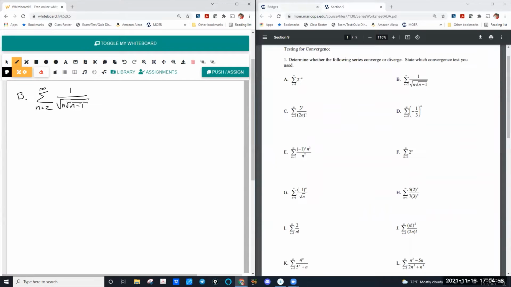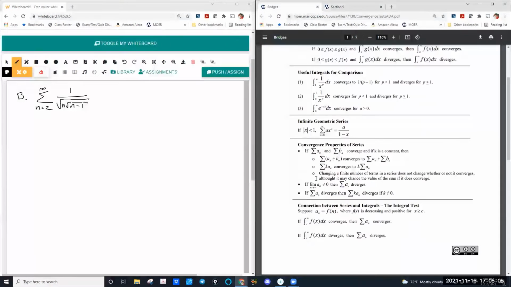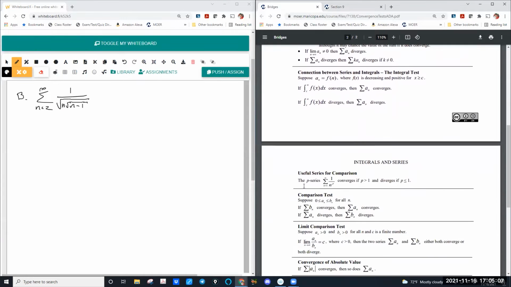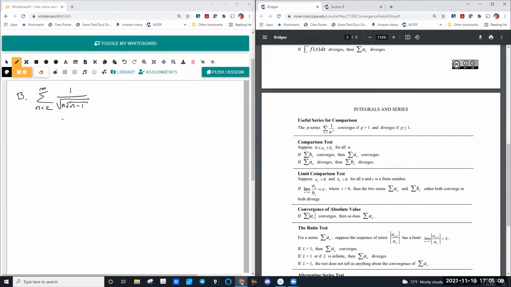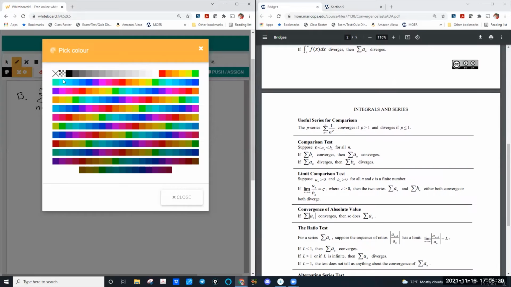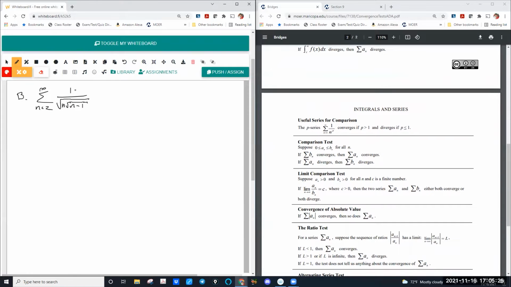So if that minus 1 was not there, this would look a lot like our P series. Okay, so what that tells me is I'm going to want to compare it to a P series, either comparison test or limit comparison test, whichever one we think is easier. And we got to figure out what to compare it to. Now this, we do the same that we did back when we were doing it with the improper integrals. The minus 1 is the thing that's keeping this from looking like a P series.